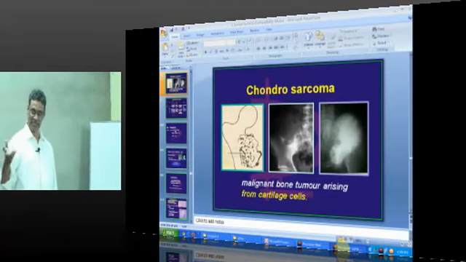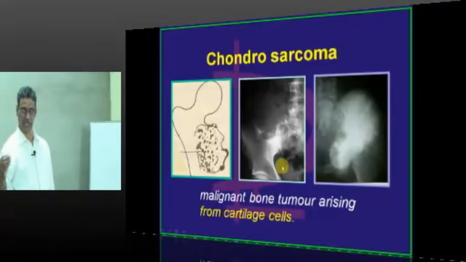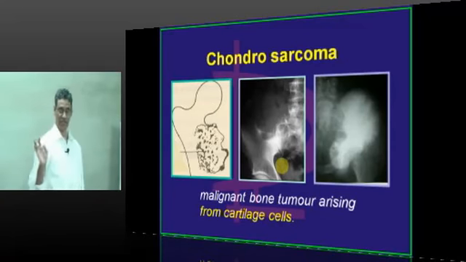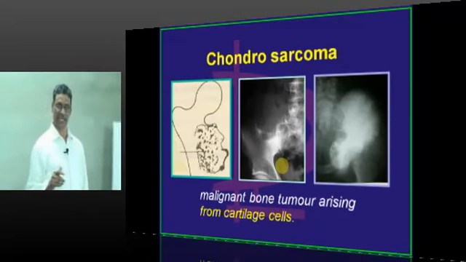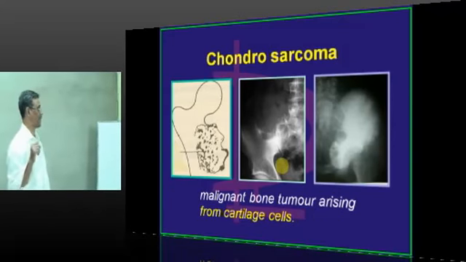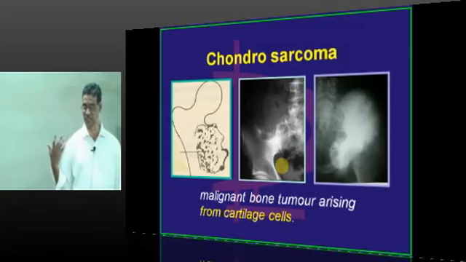De novo means by itself, without any prior pre-malignant benign condition. So it can occur de novo as well as secondary to tumors which I have already described, enchondroma as well as osteochondroma. It is a cartilaginous tumor, less malignant than osteosarcoma, and it occurs in adulthood, whereas primary osteosarcoma occurs in the teenage group. Most of this tumor arises from the cartilage cells; the name itself indicates chondro.